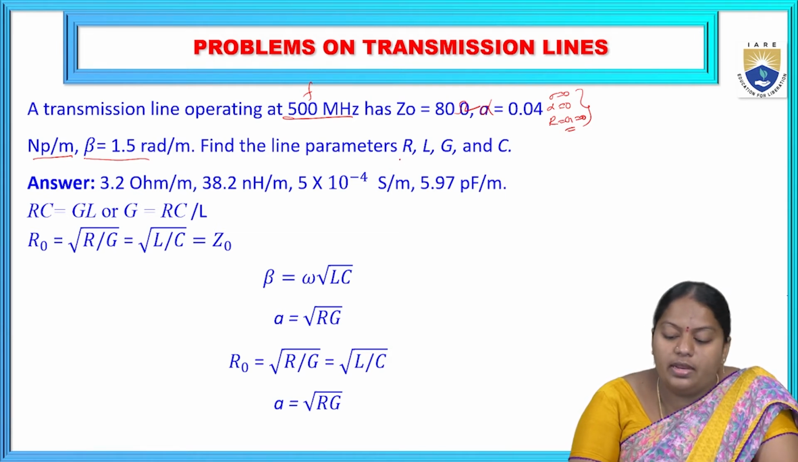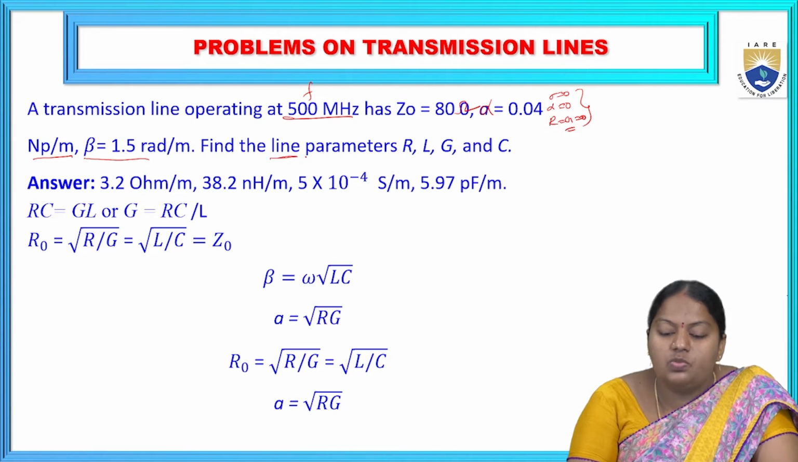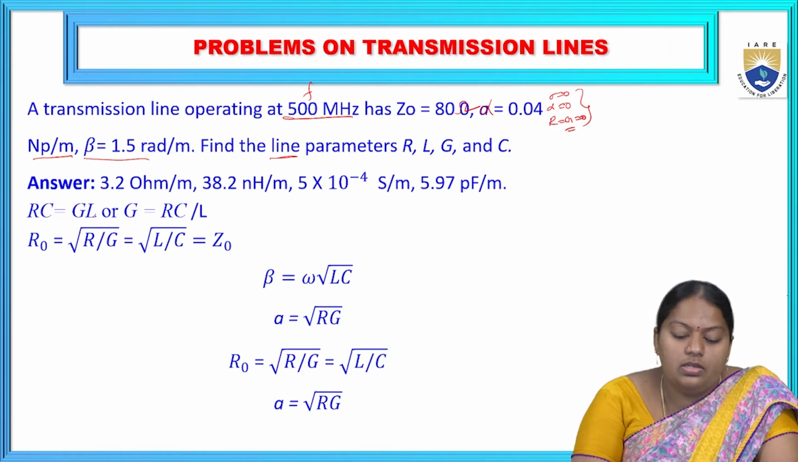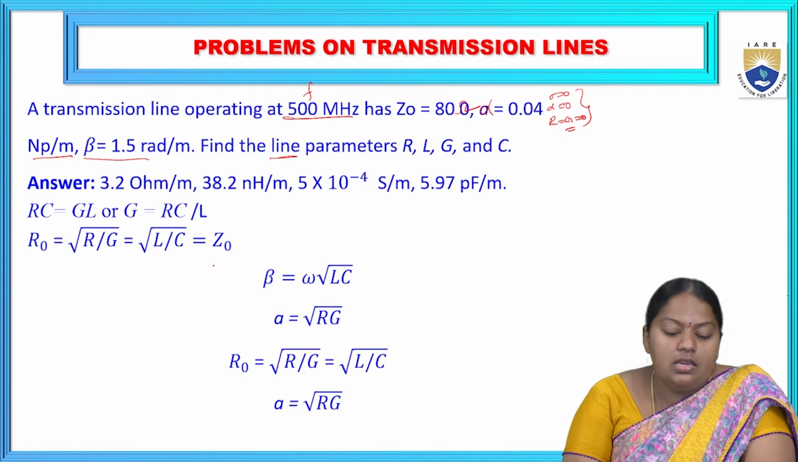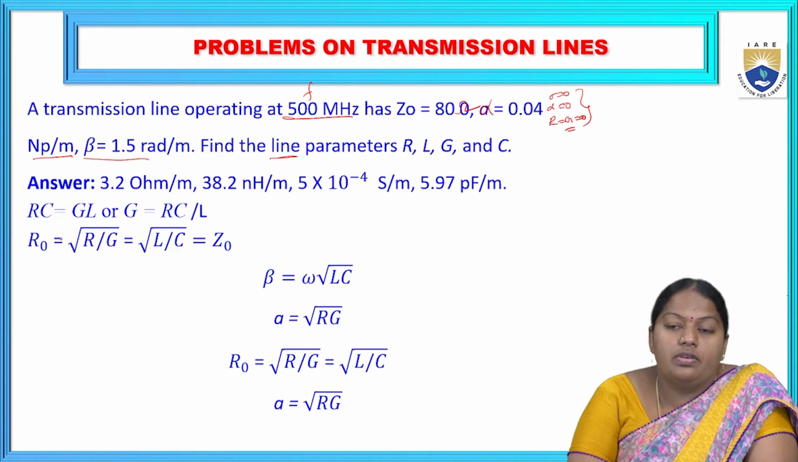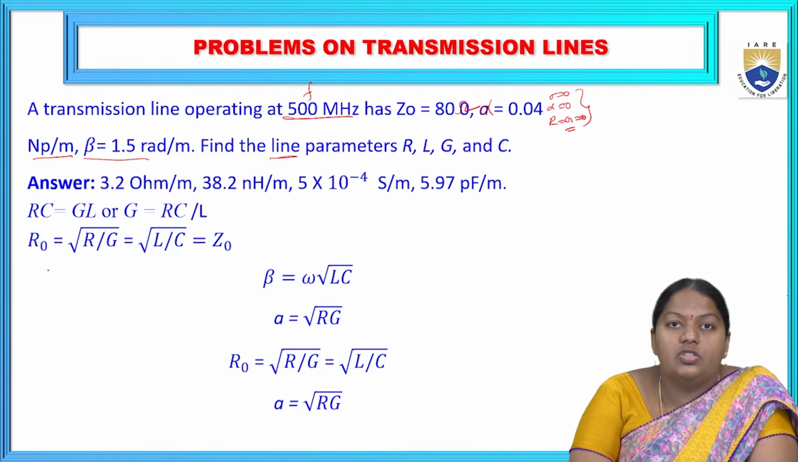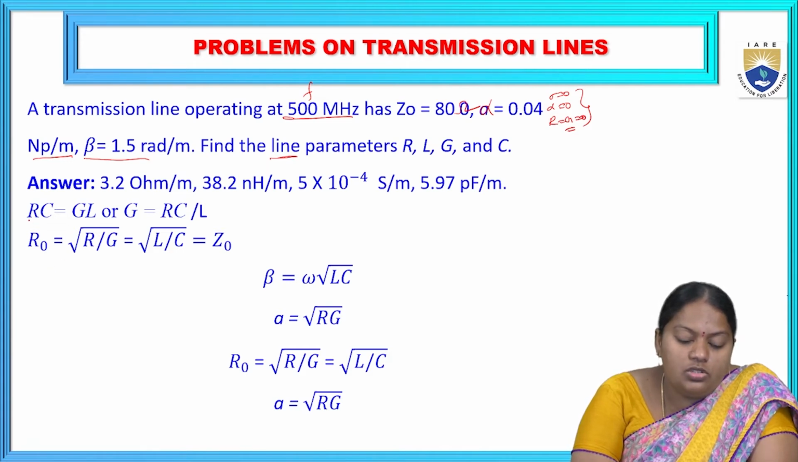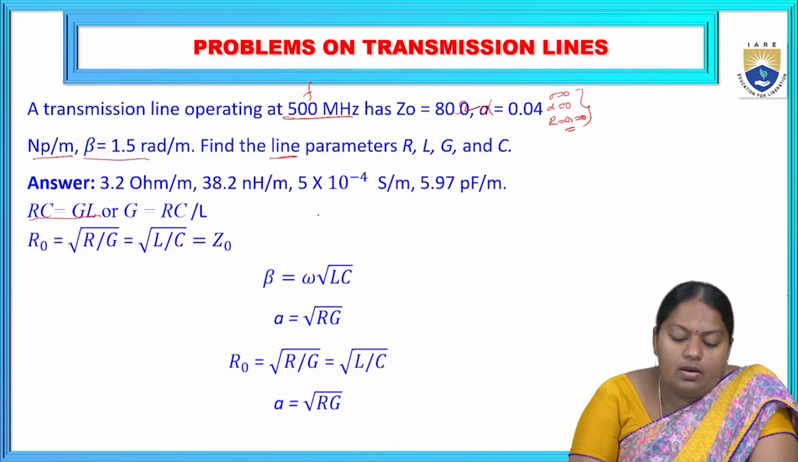That is, find the line parameters. Line means here transmission line parameters as R, L, G and C. So to find R, L, G, C values here, we see RC equal to GL. There are two different types of distortionless transmission lines we have discussed, that is a lossless line and a distortionless line. So for a distortionless line, the condition is given by RC equal to GL, or R by G equal to L by C.